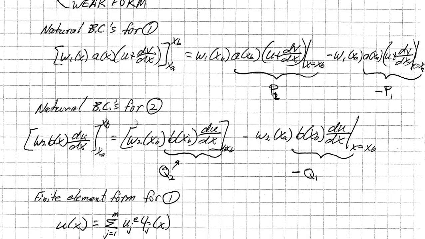Natural boundary conditions for 2. You apply it the same way. So here at x sub b we have this is q sub 2. This thing is minus q sub 1. And again, I'm using this unusual-looking sign convention.